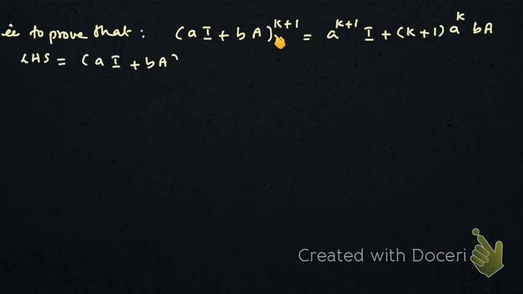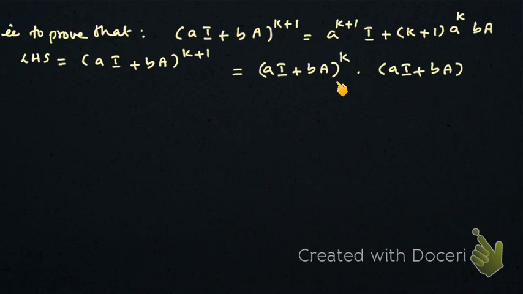So let me copy the LHS. LHS is (aI + bA) the whole raised to k+1. But I know k+1 means (aI + bA) raised to k into (aI + bA) raised to 1, since a raised to m+n is a raised to m into a raised to n. So I split it as (aI + bA) raised to k into (aI + bA) raised to 1. But when I split it this way, I have already seen this somewhere. (aI + bA) raised to k is my P(k) by equation number 1. We already have an answer for this in equation number 1.